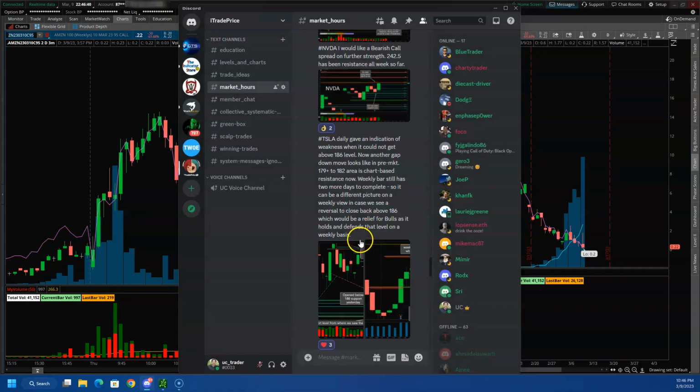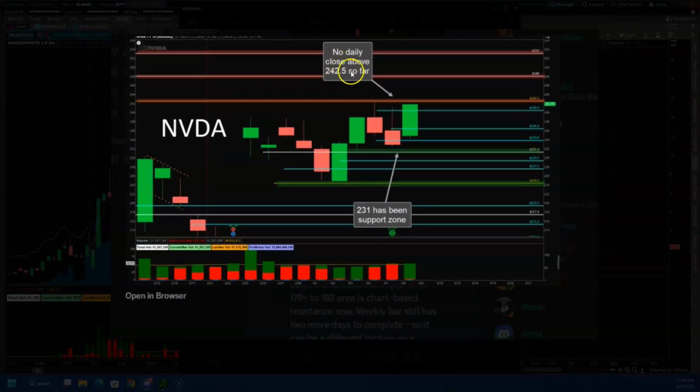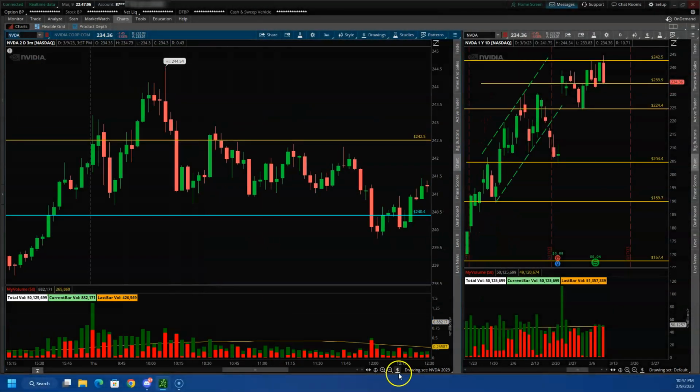Tesla, right? We all play that, actually. NVIDIA. We said no daily close above 242.5 so far, so the chance for a breakout failure is higher, because you really need to see a close above that, and then you can be bullish above that level. Yes, you want to play a breakout? Sure, if you're a fast, active trader, you can take a chance. But for me, the risk to reward was not there.